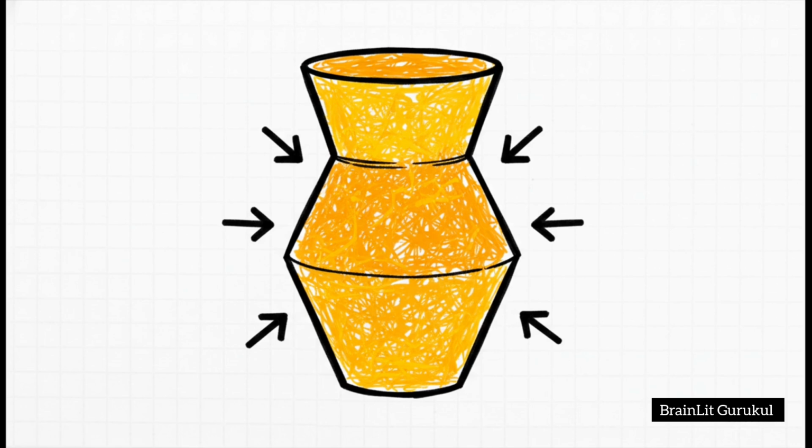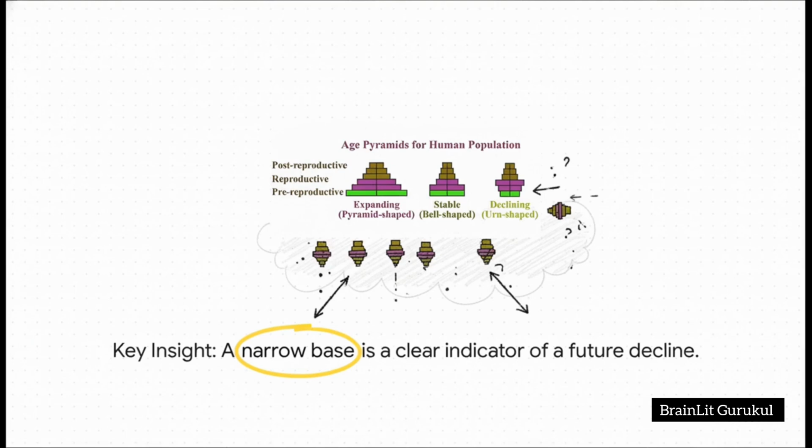This one tells a very, very different story. A story of a population that's actually shrinking. Once again, your eyes should go straight to the base. Notice how narrow it is? It's much smaller than the groups above it. Some people call this an urn-shaped pyramid, and it's basically a warning sign. It tells you there are way fewer young individuals on their way up than there are folks currently in the reproductive stage. And that can only mean one thing: the population is headed for a decline.